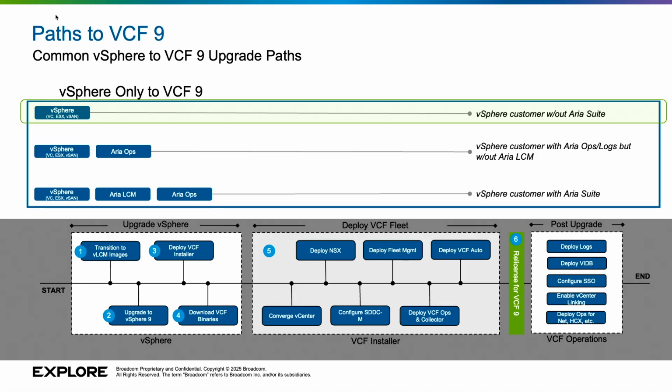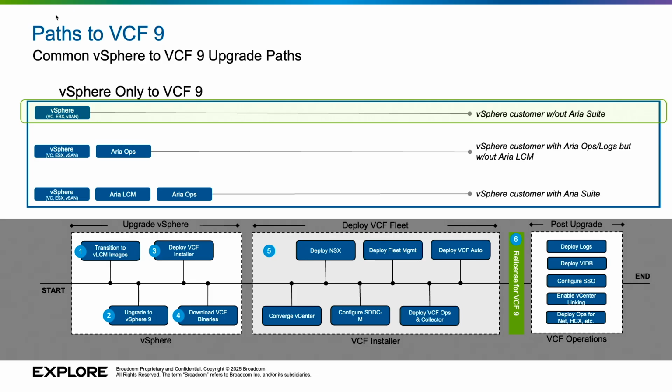So you'll notice the first one here. We're talking about a vSphere environment. And this is a vSphere environment that does not currently have ARIA operations running. So it's just kind of a standard vCenter with some vSphere clusters, and they're going to VCF 9. The second scenario, well, let me stop here. How many of you think this describes you? Okay, good number there.